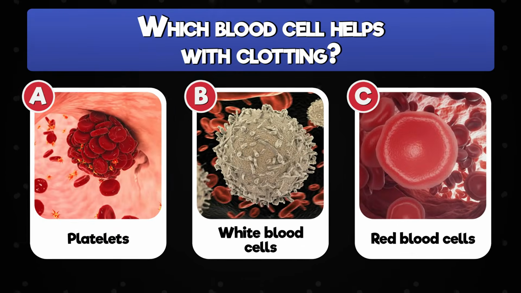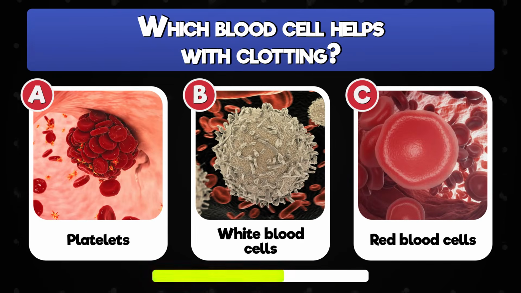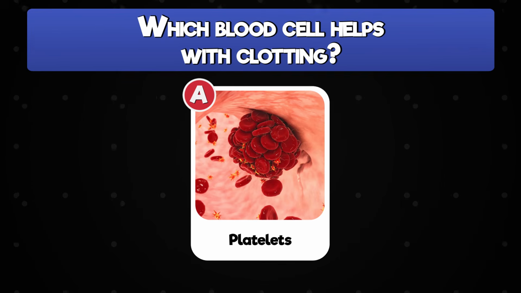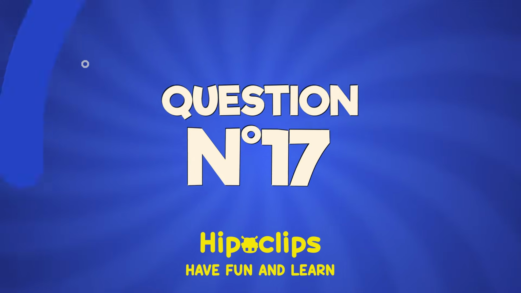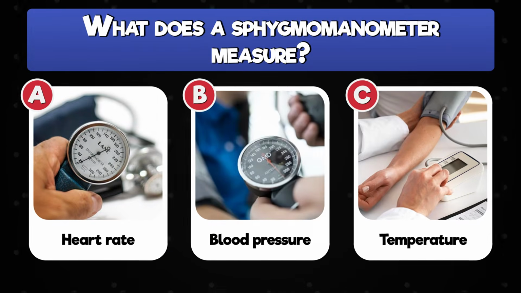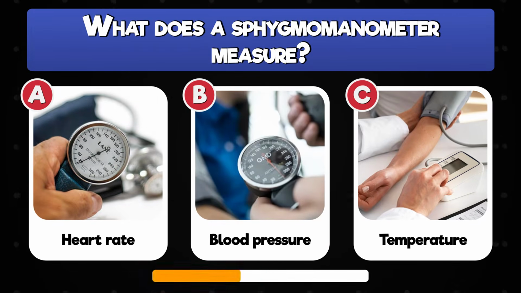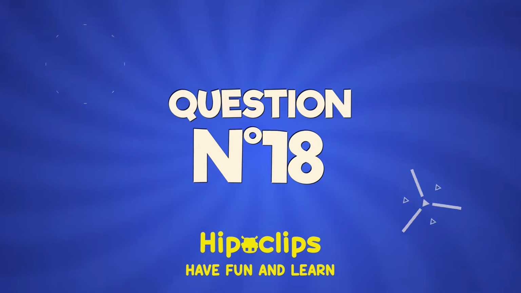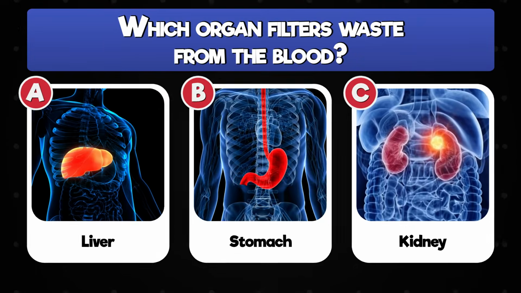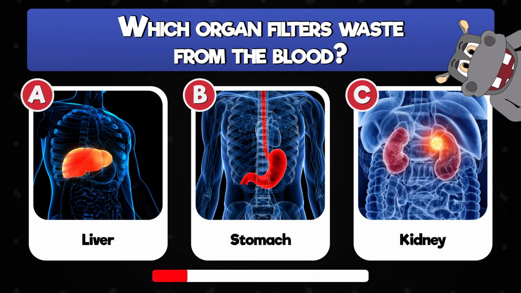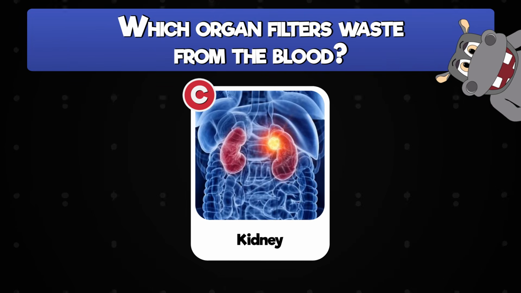Which blood cell helps with clotting? Platelets. What does a sphygmomanometer measure? Blood pressure. Which organ filters waste from the blood? The kidneys.